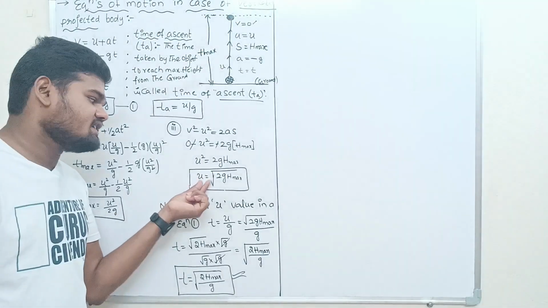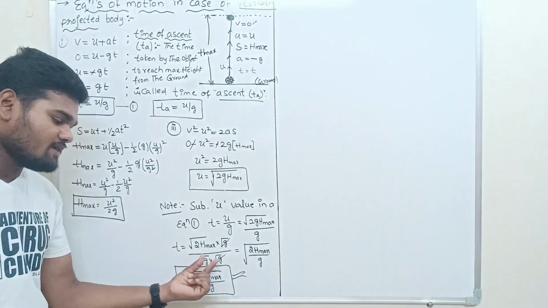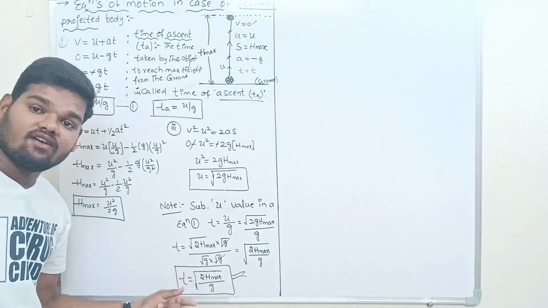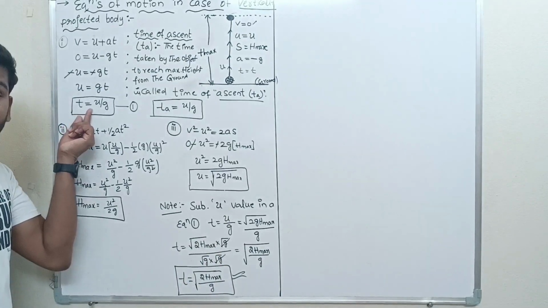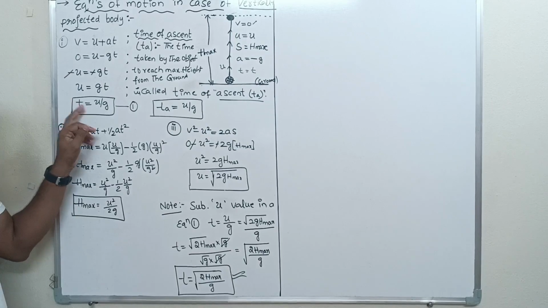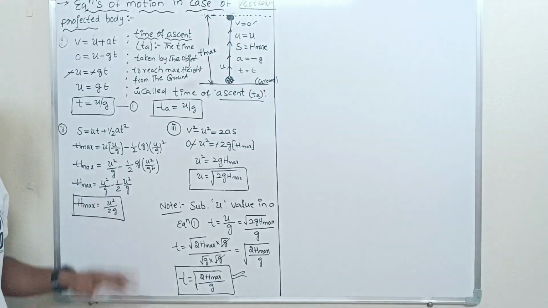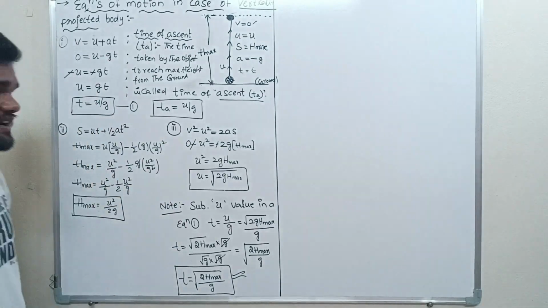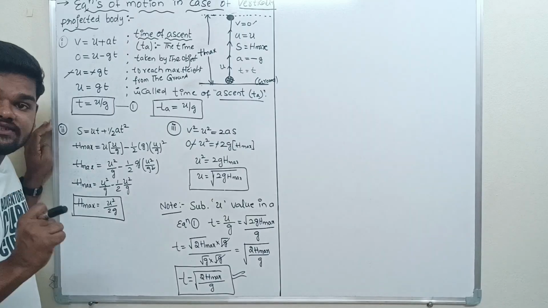So this is the initial velocity, under root 2g h maximum. This is the time in terms of maximum height or displacement. This is the time in terms of initial velocity. And this is the maximum height in terms of initial velocity. Just write all these things. Are you getting? Have you understood?